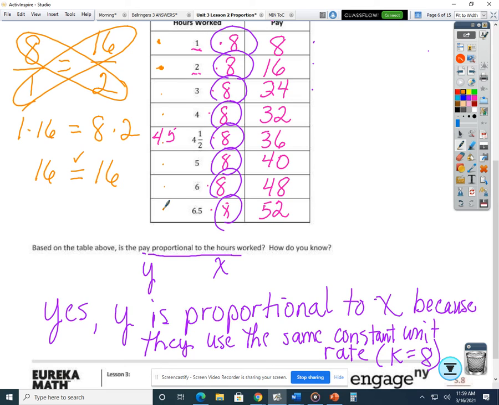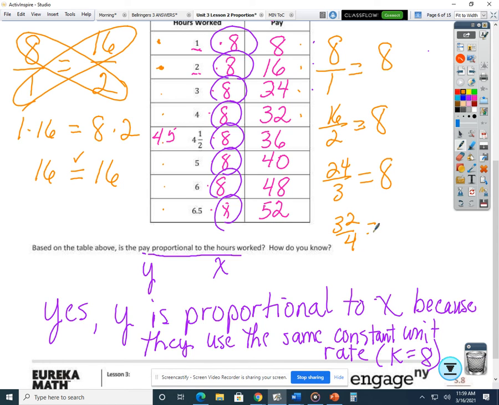If we divide our first entry here, we have 8 over 1. That means 8 divided by 1. And our answer here is 8. For our second one, we have 16 over 2. 16 divided by 2 is 8. For our third, 24 over 3. 24 divided by 3 equals 8. Next, we have 32 over 4. 32 divided by 4 equals 8.